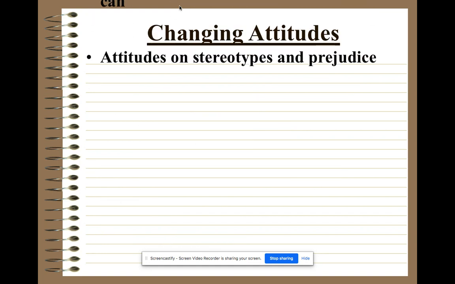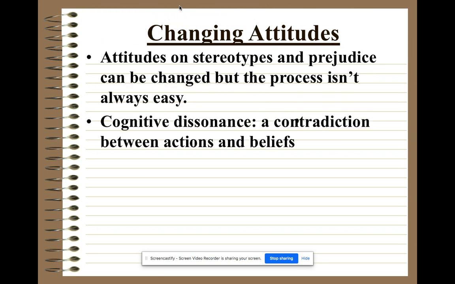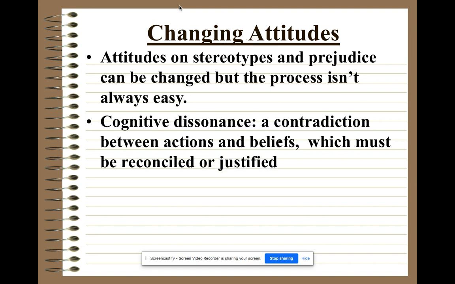Now, changing attitudes on stereotypes and prejudice obviously can be difficult. And one of the things that we deal with in this is the idea of cognitive dissonance. This is where the illusory correlation happens too many times. We start to see too many good female drivers. And so we have to start to deal with our own garbage. We have to start to deal with the fact that maybe our stereotype is not accurate.